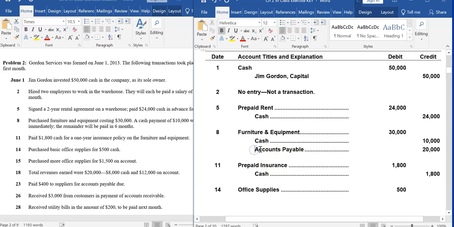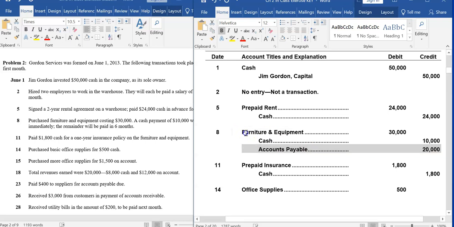We also owe another $20,000, which means we have more liabilities now. Our liabilities are increasing. To increase our liabilities, we will credit them. We will credit accounts payable $20,000. Notice that in this journal entry, we have at least one account debited and at least one account credited. It's okay that we have 2 accounts credited because the total debits still equal the total credits.